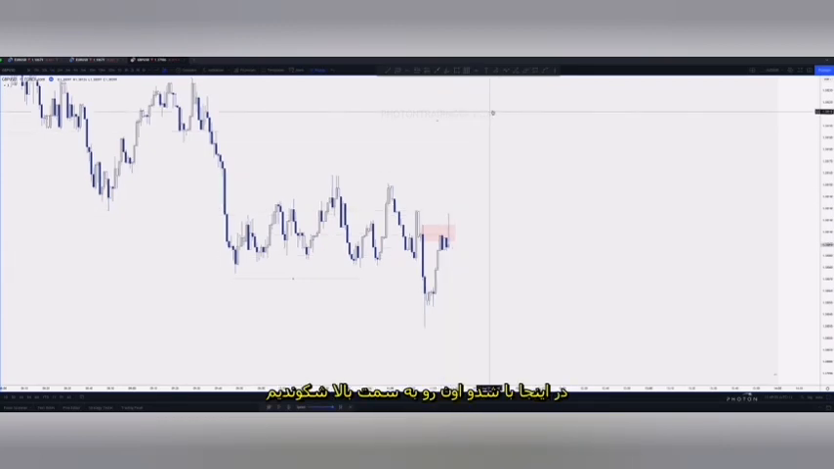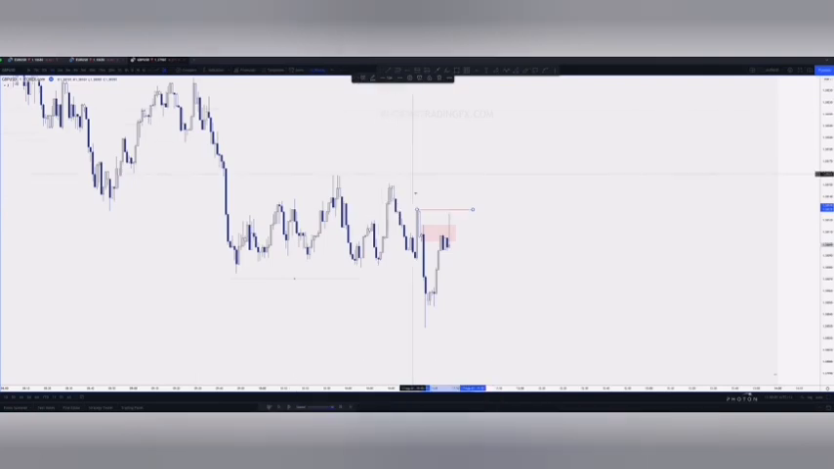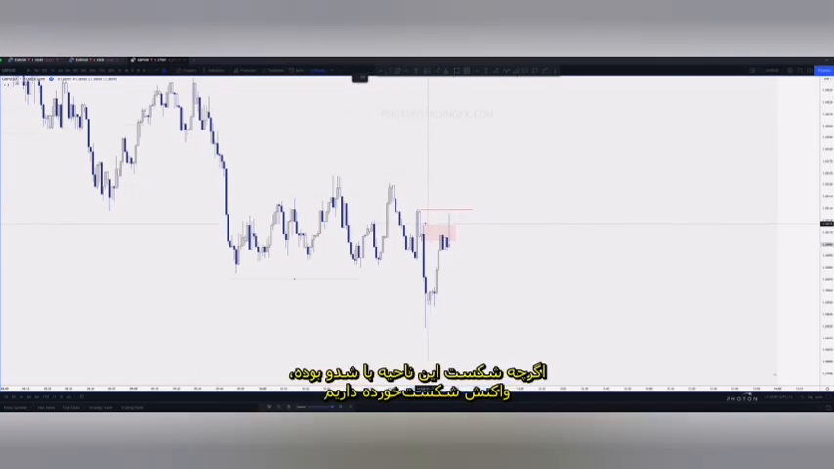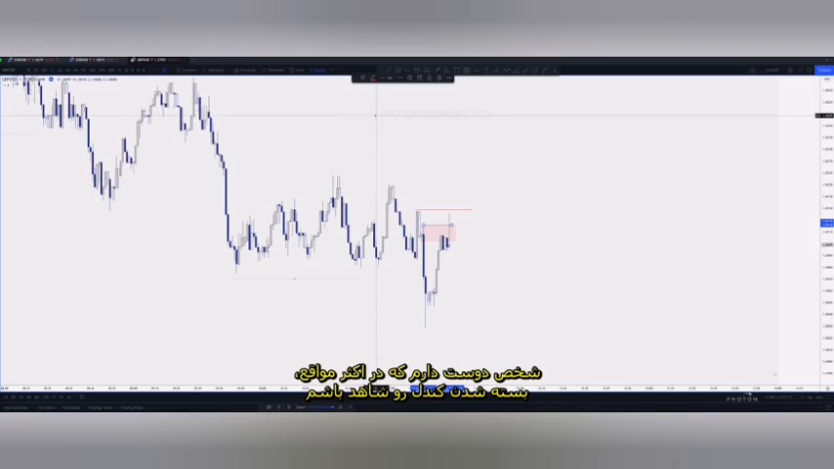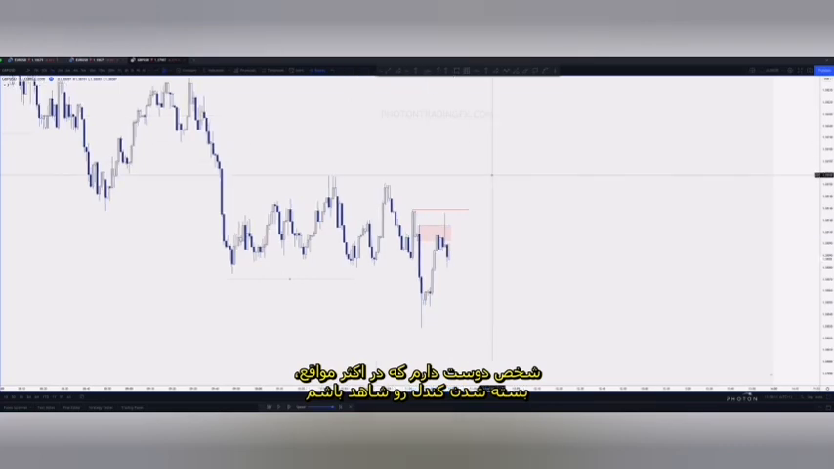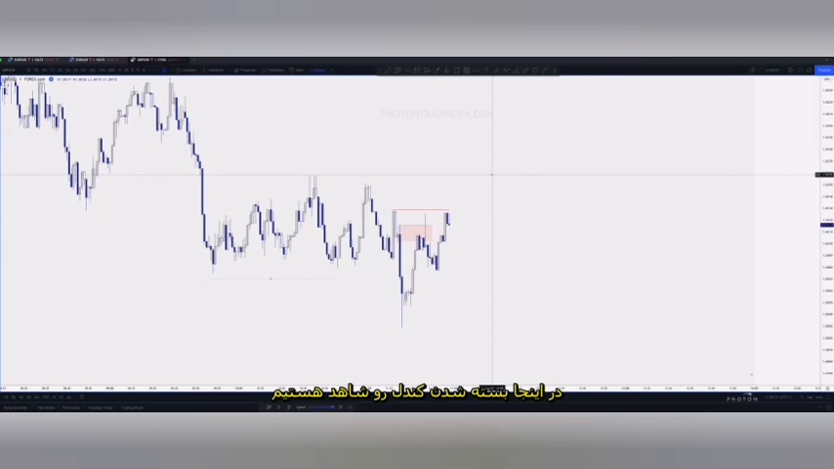We have now wicked above it, but for me, we don't have that change of character until we get a break of this high here. Of course, we do have that failed reaction. However, it is just a wick break. I personally prefer to see that candle closure above in most cases. So yeah, we still haven't had that change of character. Now we get the closure above, so now we have that confirmed failed reaction.